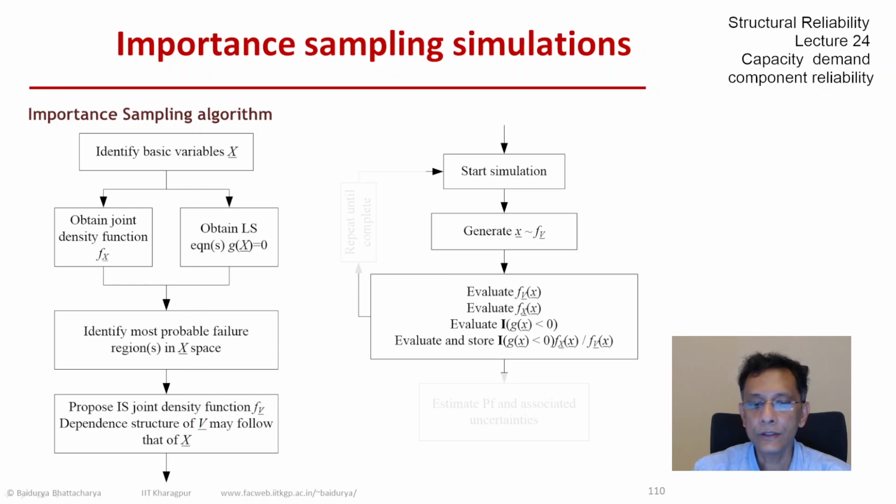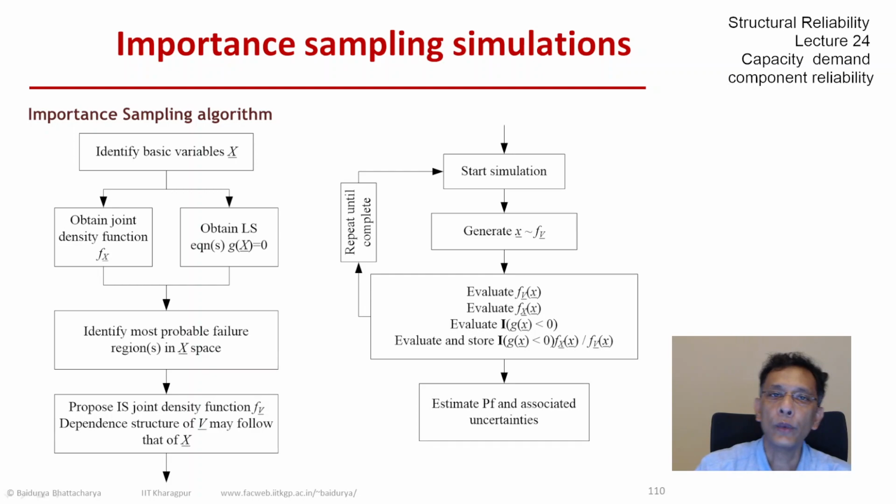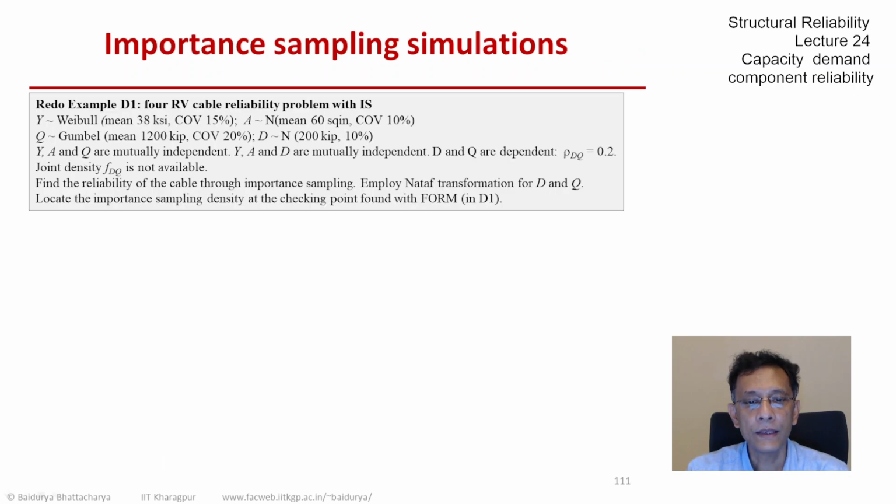So we keep doing this until we are done with the simulations, and we have reached convergence, that is, our uncertainty in the estimate is below our tolerance levels. We keep doing that, and then once we are happy, we come out of the loop and we estimate the PF and the associated uncertainties and report those. So this is the algorithm that we are going to follow.